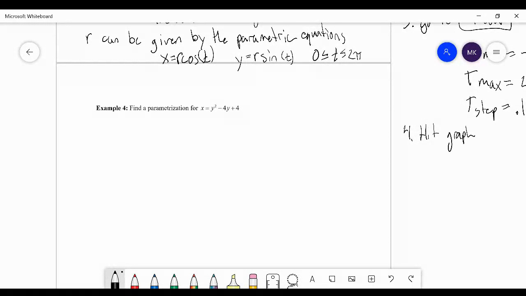So the easiest way, the simple way. Notice how this rectangular equation is an equation for x given in terms of y. So if you think about this, y is essentially the input variable it looks like. So what we say is, okay, y equals t. If y equals t, then that means x is equal to t squared minus 4t plus 4. That's it. That's all it is. Super easy.